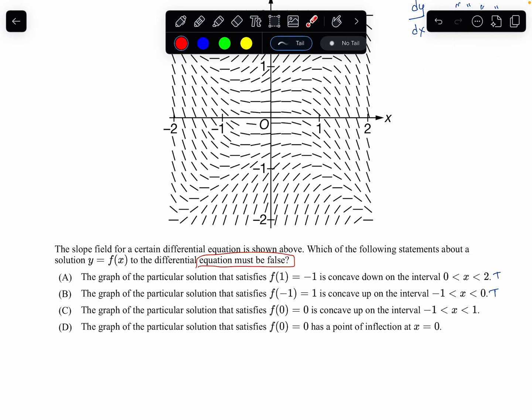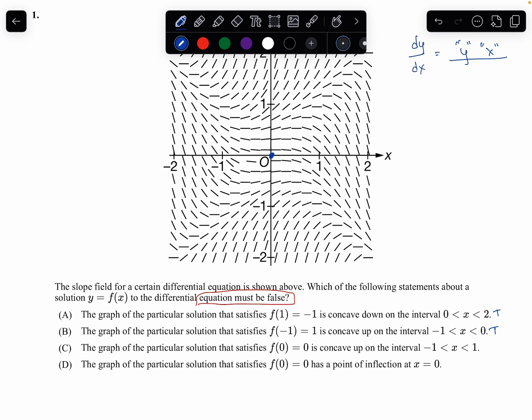The graph of the particular solution satisfies the point 0, 0. So we just have a point here. It's concave up on the interval from negative 1 to 1. So let's see if we can graph this. It looks like around here, the flow of the slope field is that the derivative is 0, flat right here, but it does seem like it curves down in this direction and curves up in that direction. So roughly I would say that it might look like this. If we're considering negative 1 to 1, it looks like here it's concave up, but here it's concave down.